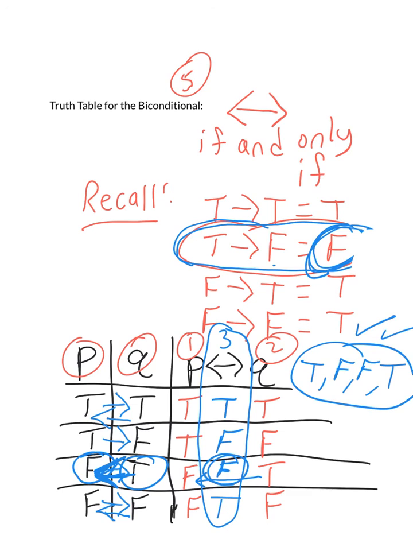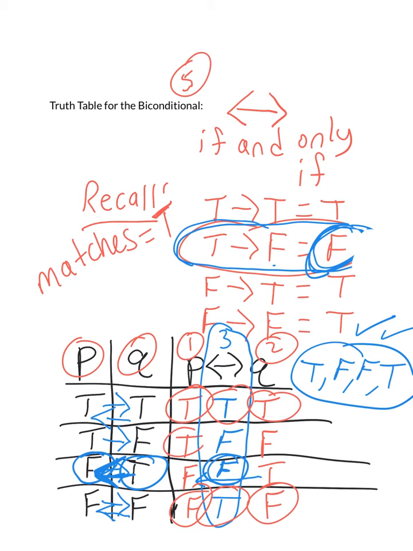A memory trick that you're welcome to use is that you'll notice when the truth values on either side match, the final answer is a true. Like row 1, I had two T's and it made a true. Bottom row, two F's, the answers matched and I got a true again. So my memory trick for the biconditional is that matches equals a true. Whereas when you had one of each, one T and one F, or one F and one T in the two middle rows, you ended up with a false. A mismatch, one of each, is going to give you a false statement.